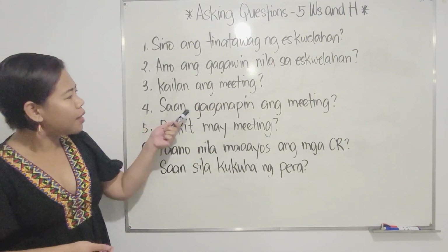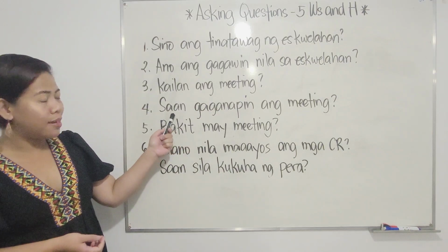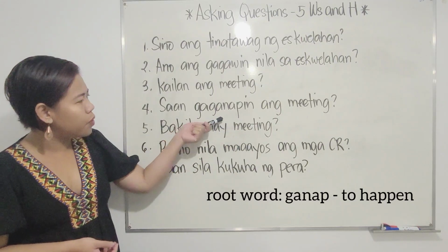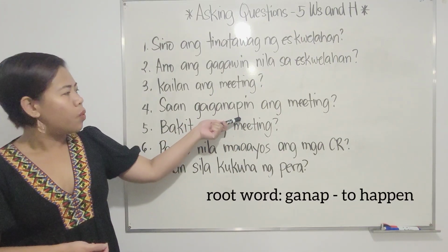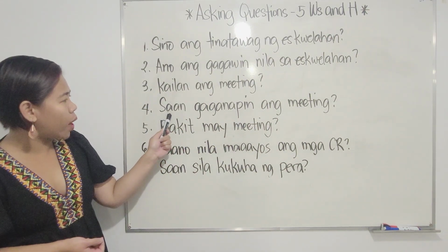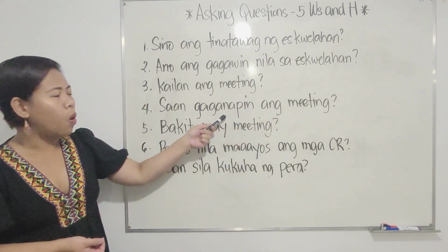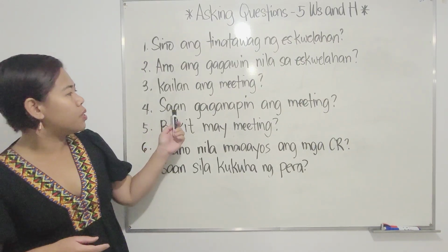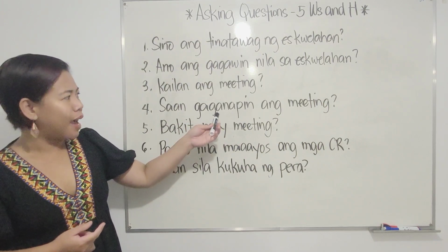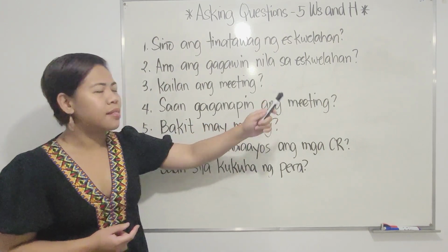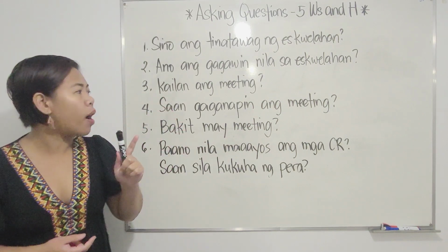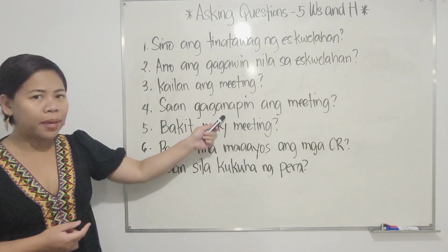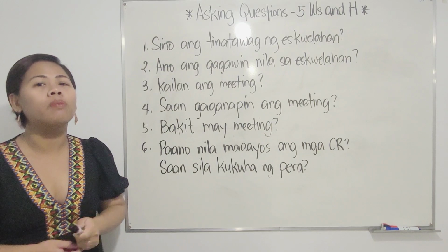Okay, number 4. Saan gaganapin ang meeting? Saan is where. Gaganapin is from the root verb ganap, or to happen. So, where is the meeting going to happen? Saan gaganapin ang meeting? You just need to copy the details there, and you start with the verb. Gaganapin ang meeting sa Rizal High School, Room 101. In English, you would say, the meeting is going to happen at Rizal High School, Room 101.